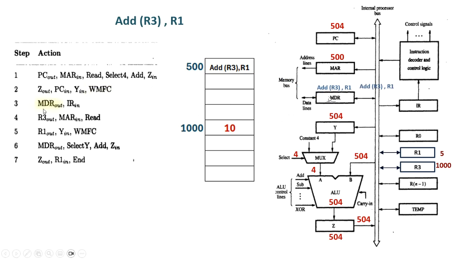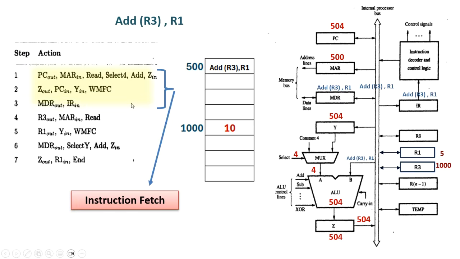The next control signal is MDR out. So this value can be moved here, and IR in. Then this value can be moved into the instruction register. This is called instruction fetch. These three steps are always for instruction fetch. So for any instruction, these three steps are followed.